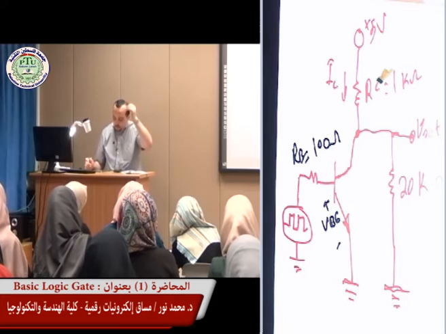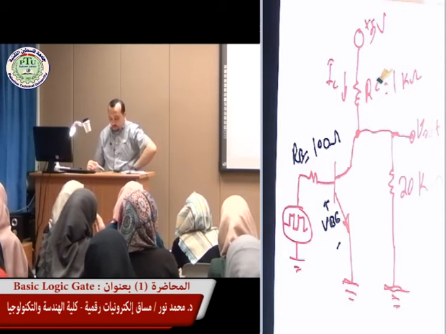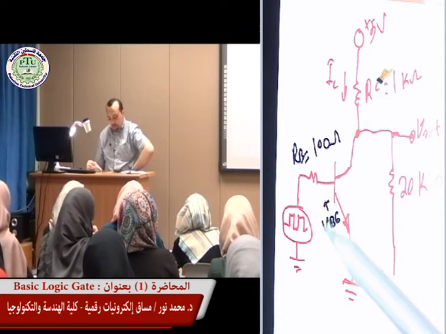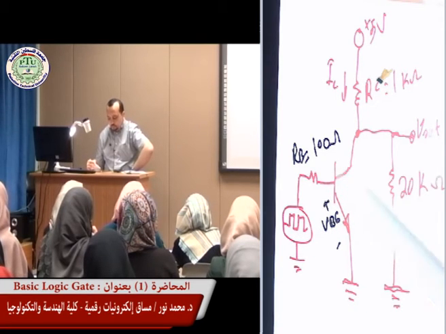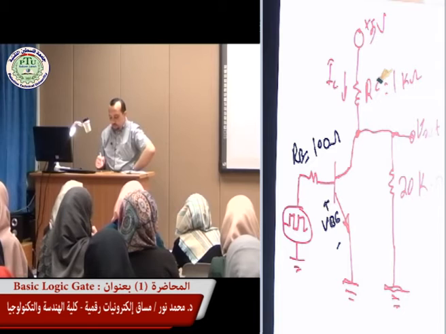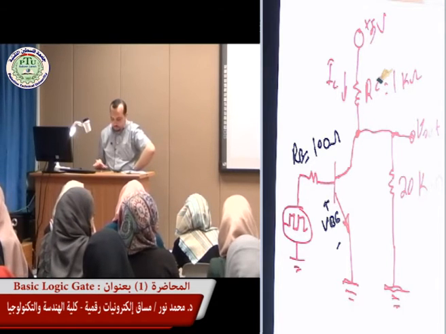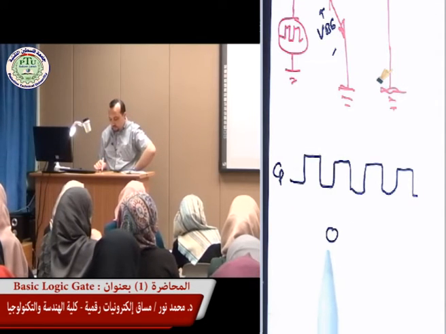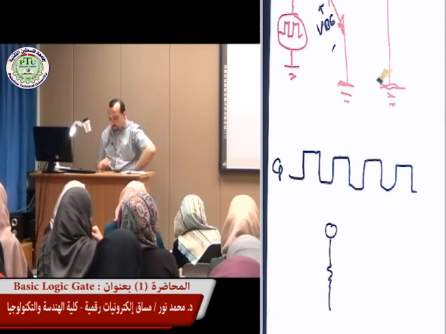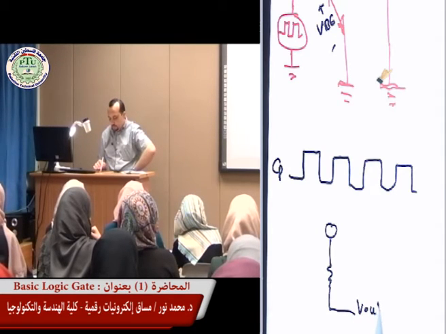Now when the input voltage is low, which is 0, let's say, what will we have? We'll have an open circuit. We have something like this. We have the resistor, we have the V out, and we have another resistor here.